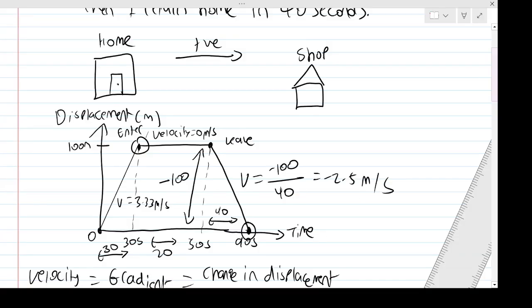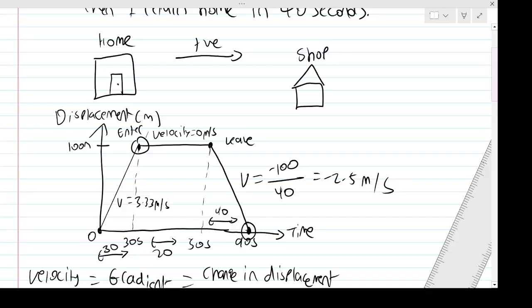And again, velocity can be negative as well. Velocity is speed, but it incorporates a direction. So how fast are you going, and in which direction? Okay, so there we are. So that is the idea of a displacement-time graph. And also to realise that the velocity is the gradient of the graph.